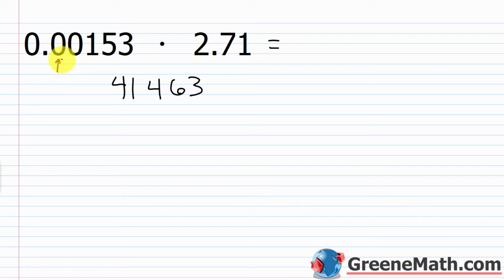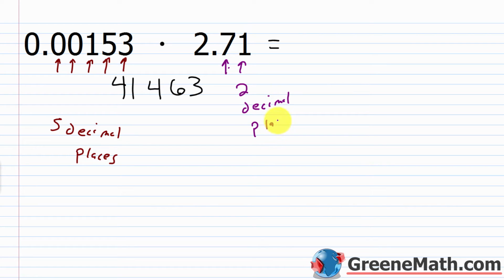In this number, I have 1, 2, 3, 4, 5 decimal places, right? 5 decimal places. And this number over here, I have 1, 2 decimal places. So between both factors, I have 5 plus 2, or 7 decimal places. So that tells me I need to move my decimal point 7 places to the left.